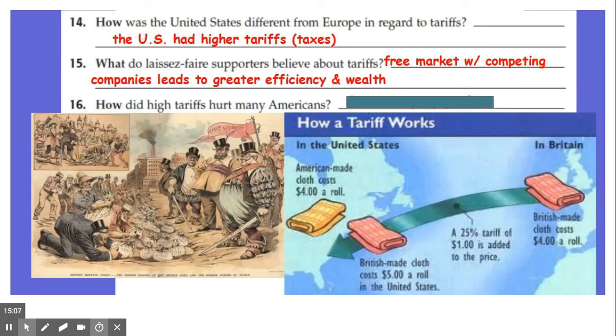So, number 16, how did high tariffs hurt many Americans? Well, it hurt their company's profits, but in a sense, it made a lot of goods very, very expensive. And as a result, if you're looking for the best deal, sometimes Americans were not getting it because of the fact that we had these high tariffs. If you were a farmer living in this period of time, it would be harder to sell your goods outside of the United States because they were going to be heavily taxed once they ended up in places like England.